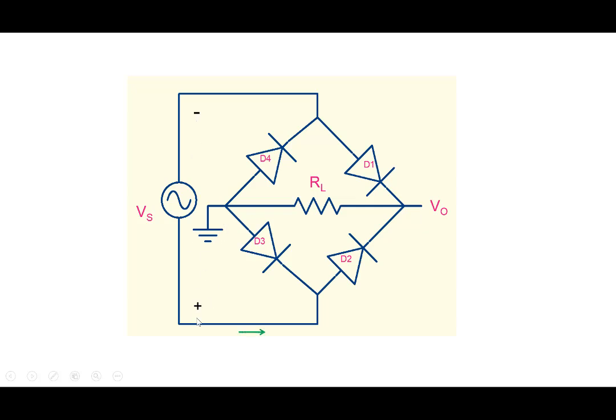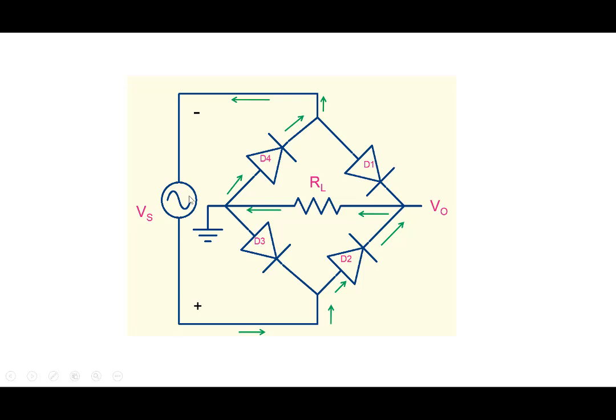So now the current starts from here, goes through here. Of course, it cannot go through D3, so it goes through D2. It goes through D2, comes here. It cannot go through D1, as that would be a reverse biased diode. So it goes through RL here, and then once it comes here, goes through D4, and comes back and returns to the supply.